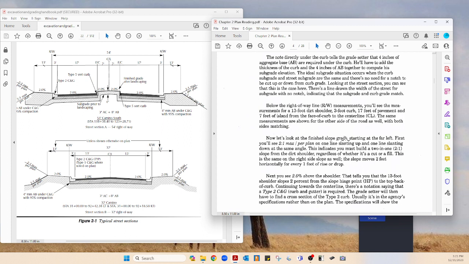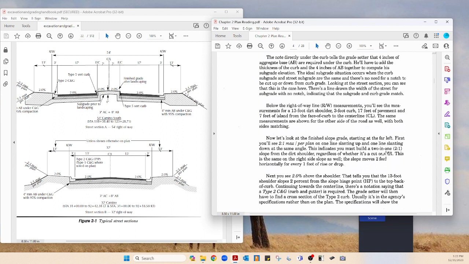Okay, now let's look at the finished slope grade. And that's what we're about to talk about, because he's got 2-to-1 max per plan, and that's what it says here. 2-to-1 max per plan. One line slanting up and one line slanting down at the same angle. This indicates you must build a 2-in-1, or the way we've been saying it, 2-to-1 slope from the dirt shoulder here, regardless of whether it's a cut or a fill, as I went into.